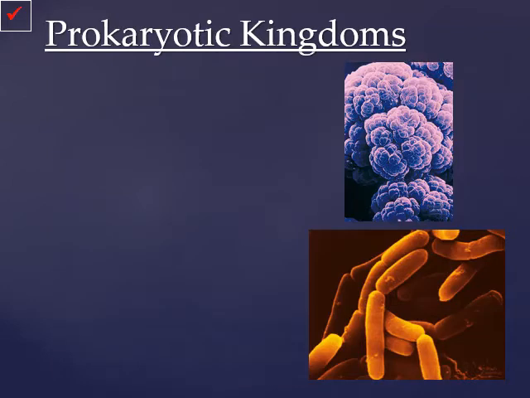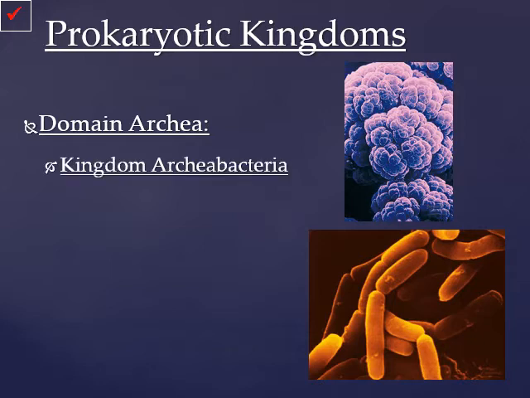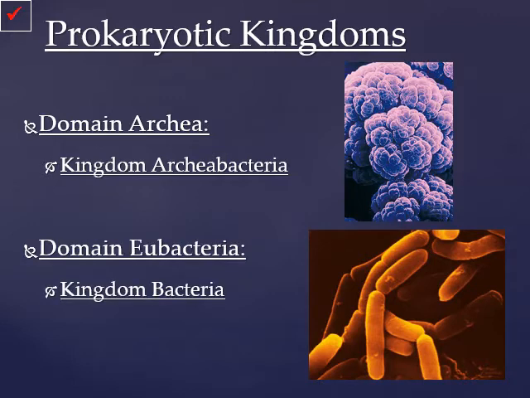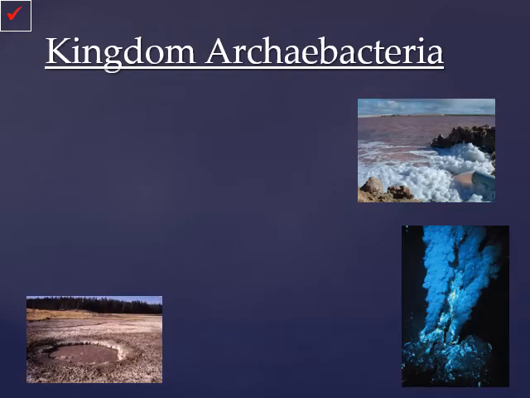So let's start off with our prokaryotic kingdoms. These include the domain Archaea, which contains the kingdom Archaebacteria, and the domain Eubacteria, which contains the kingdom Bacteria. So in the next couple of slides, we'll be discussing what each of these means and the primary characteristics of each. The kingdom Archaebacteria. Archaebacteria are prokaryotic cells.